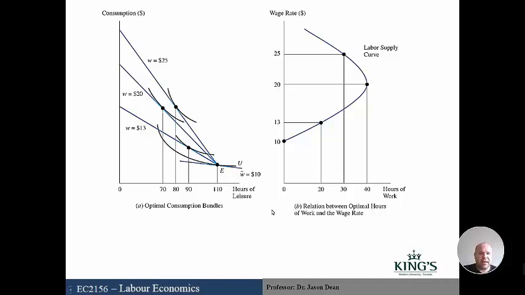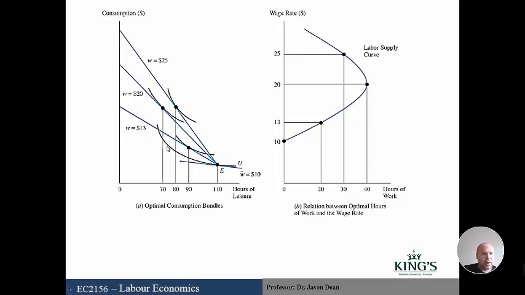Let's look at an illustration of that. So here we have a person that faces different wages. Their reservation wage, which is the slope of a line tangent to their indifference curve that goes through this point where they would not work at 110 hours of leisure, is $10. If we increase the wage to $13, this person would choose to work more. They would choose to have 90 hours of leisure, and the rest of the 110 hours would be for work. And so they would be working 20 hours here.